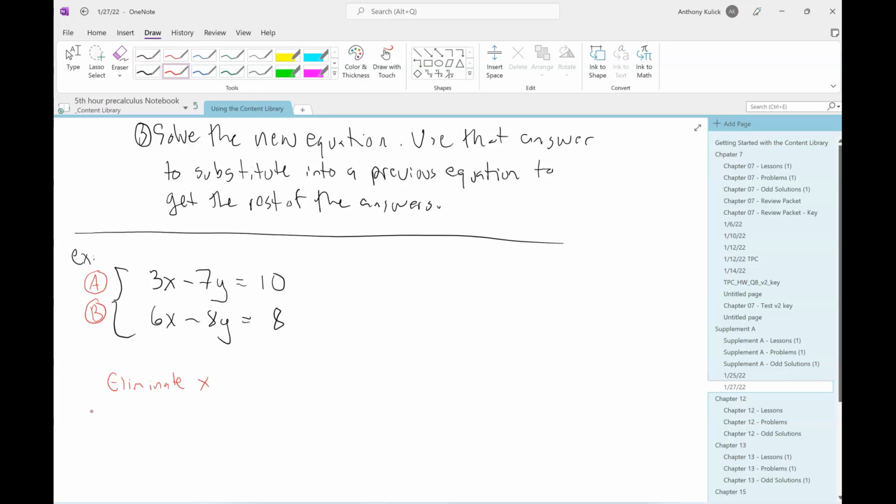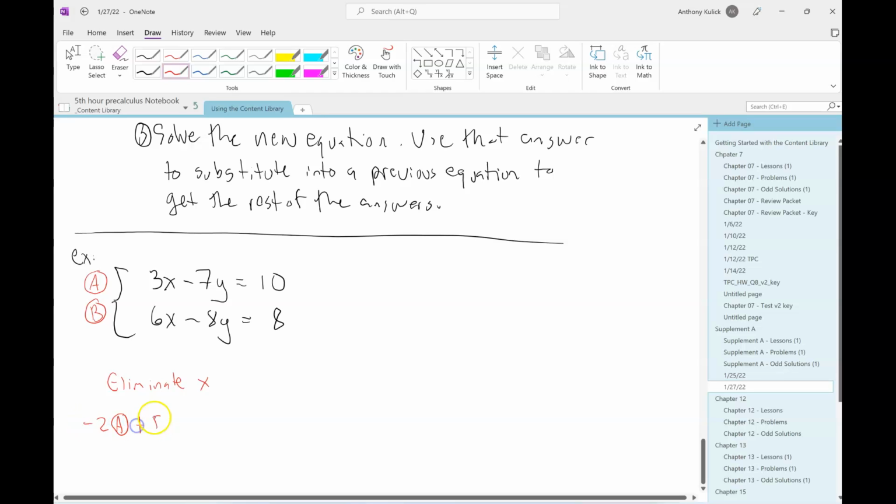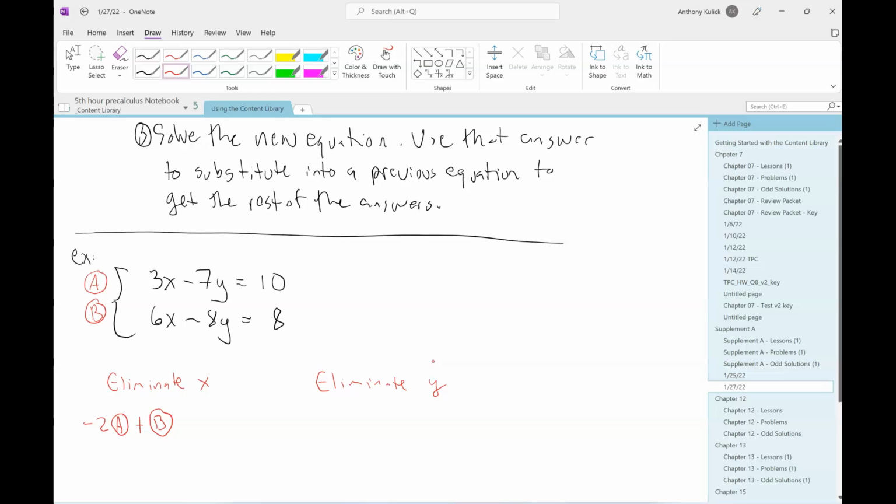Jay? Great. So I can do negative 2 times A, and then if I add that to B, the x's will cancel out. Let's say instead we had chosen to eliminate the y's. What would I do there to eliminate the y's?